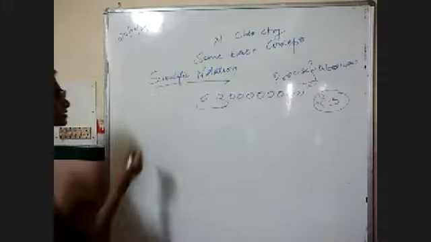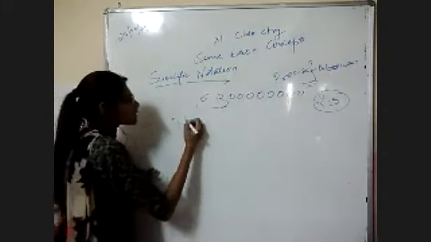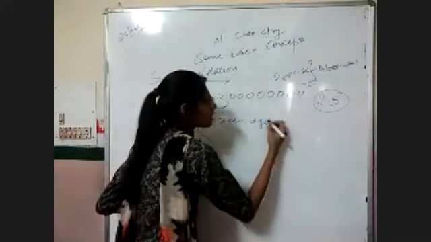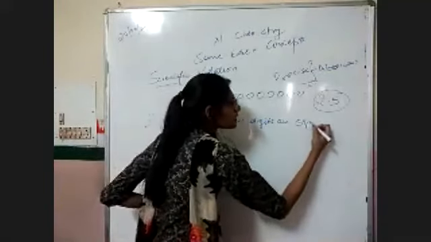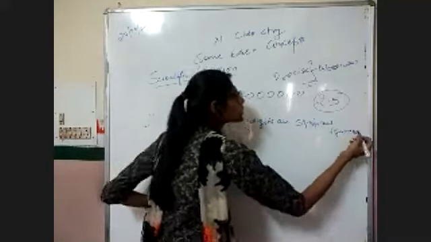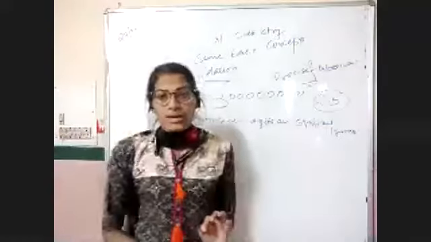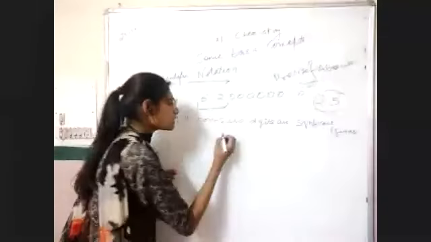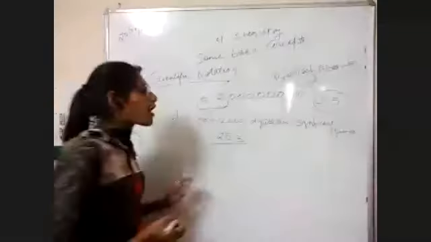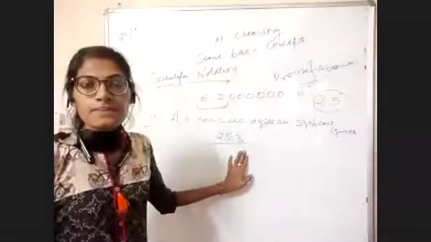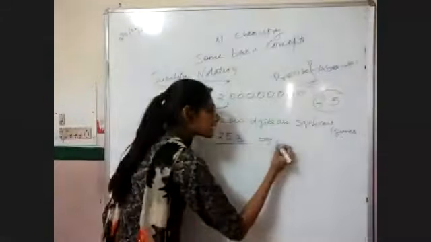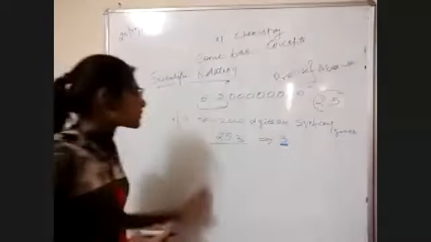The first rule is all the non-zero digits are significant figures. What I have written: all the non-zero digits are known as significant figures. For example, 253. How many significant figures are there? Only 3. The number of significant figures would be 3 because these are non-zero.